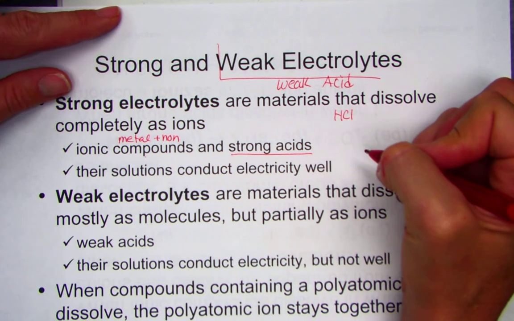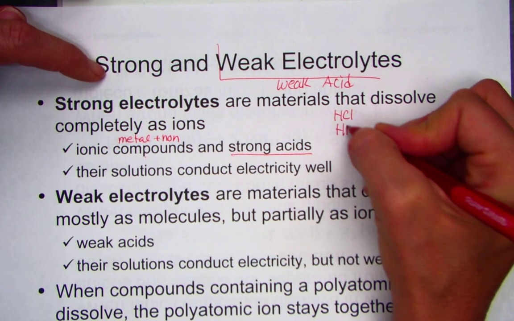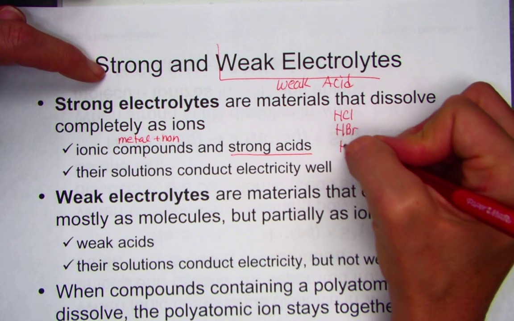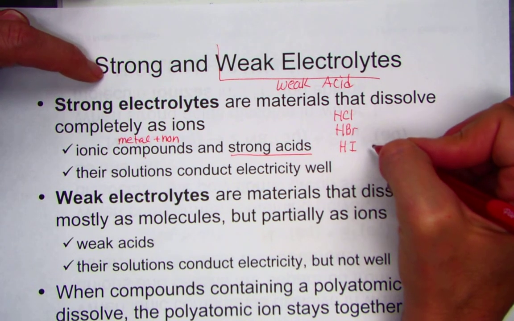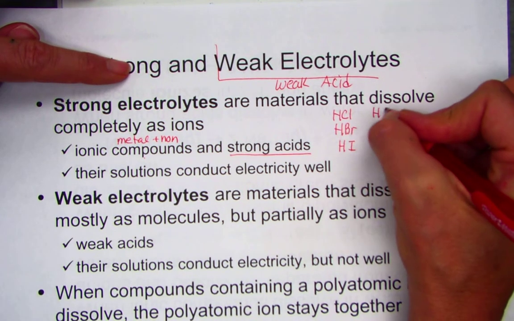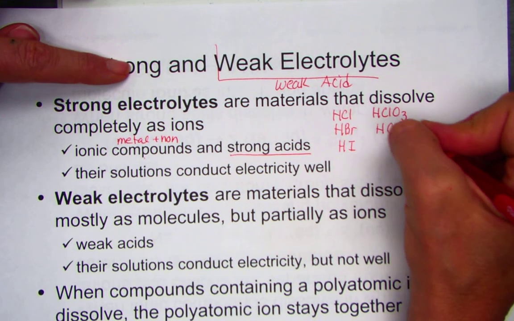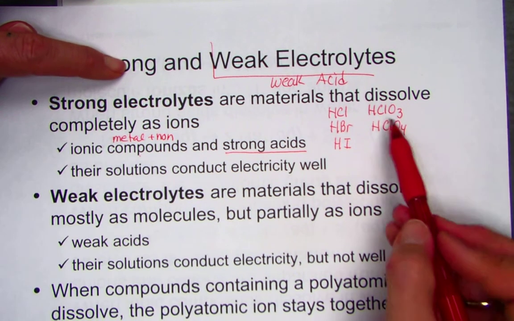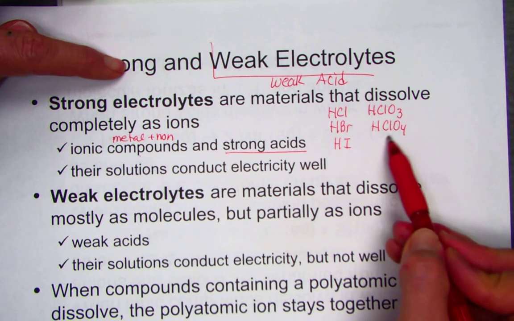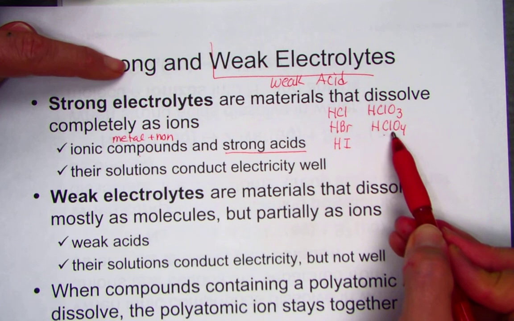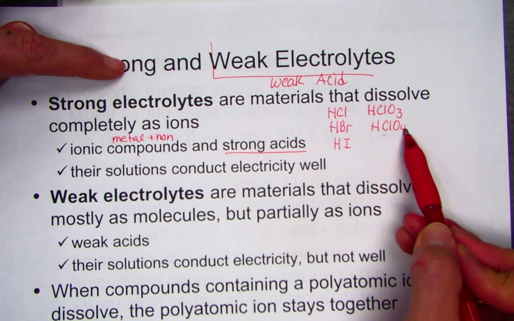HCl, hydrochloric, is a strong acid, will 100% dissociate. HBr, hydrobromic. HI, hydroiodic, all binary strong acids. Chloric acid, HClO3, and perchloric acid, HClO4. Notice the polyatomic chlorate, ate turned to ic, so we get chloric. Here's the polyatomic called perchlorate, so the acid turns to ic and you get perchloric acid.